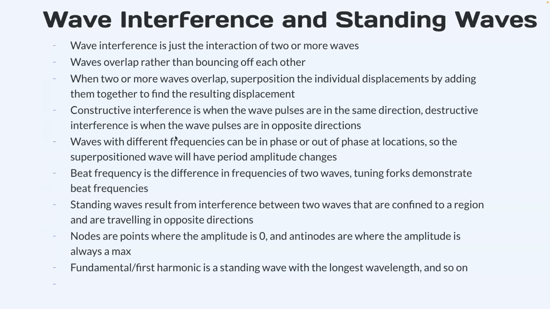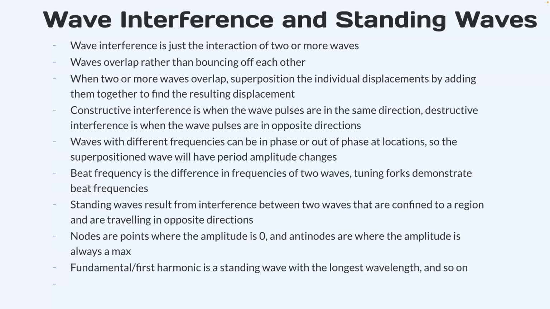Wave interference is just the interaction of two or more waves. Waves tend to overlap rather than bouncing off each other. When two or more waves overlap, this is called superposition. So we superpose the individual displacements by adding them together to find the resulting displacement.